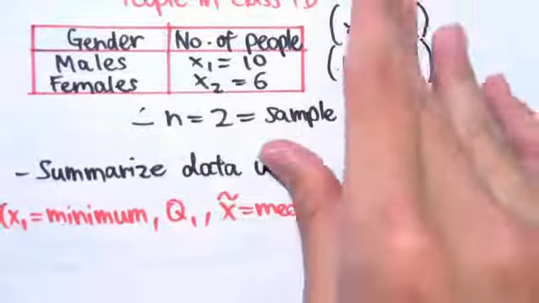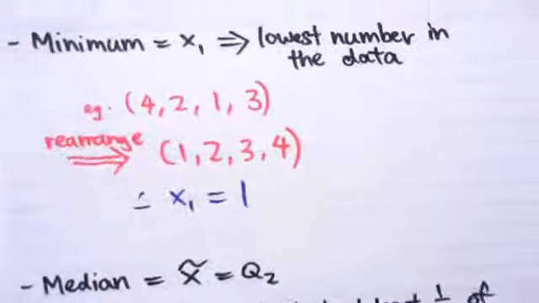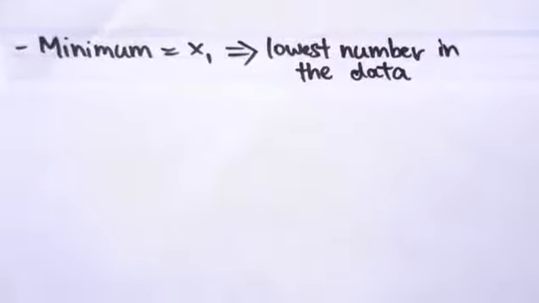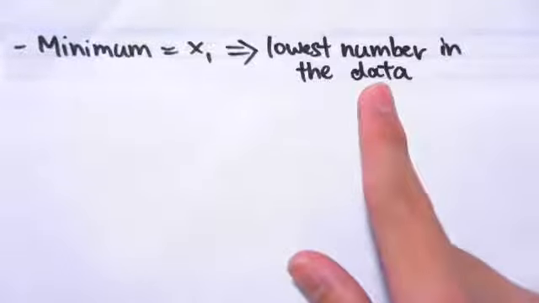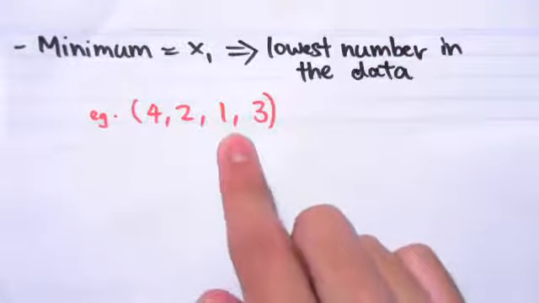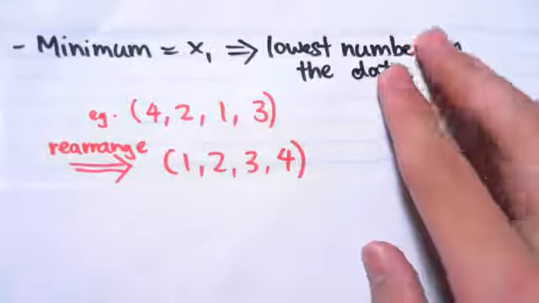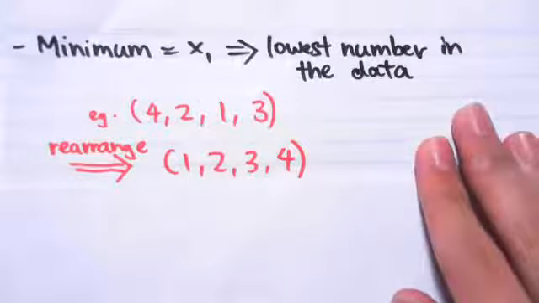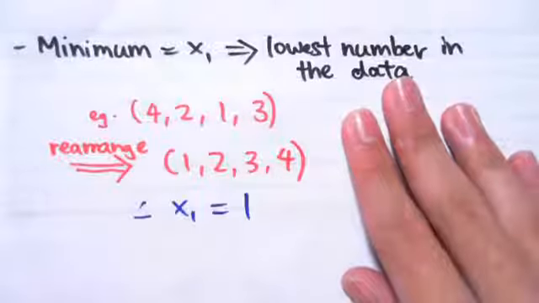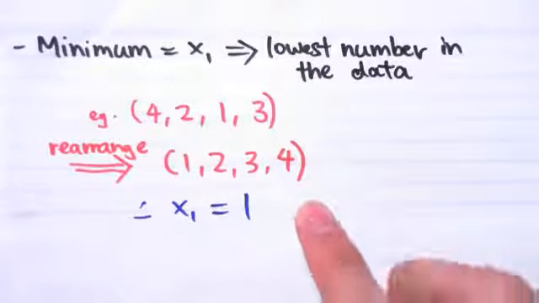Okay, so firstly, let's go through each of the 5-number summary values, starting off with the minimum. The minimum is basically the lowest number in the data. So for example, let's say we're given a data set of 4, 2, 1, and 3. Firstly, we rearrange it from the lowest number to the highest number: 1, 2, 3, and 4. And so obviously here, the minimum is 1. So we can conclude that x1, our minimum in this data set, is 1.